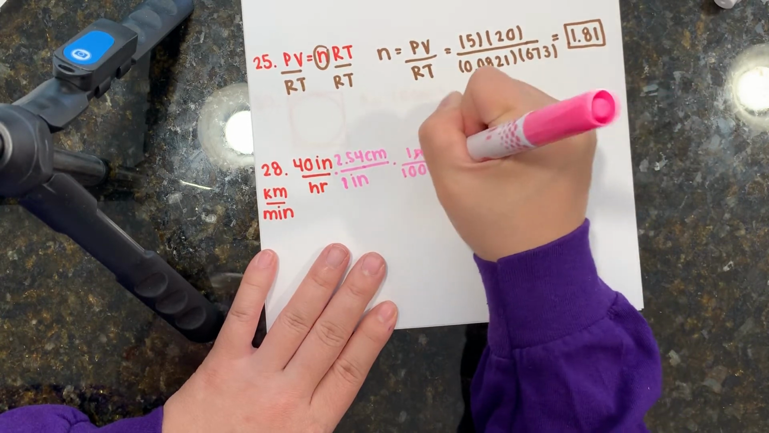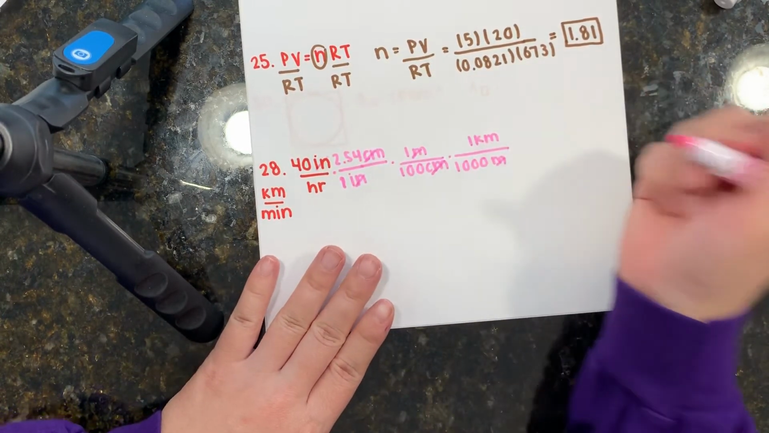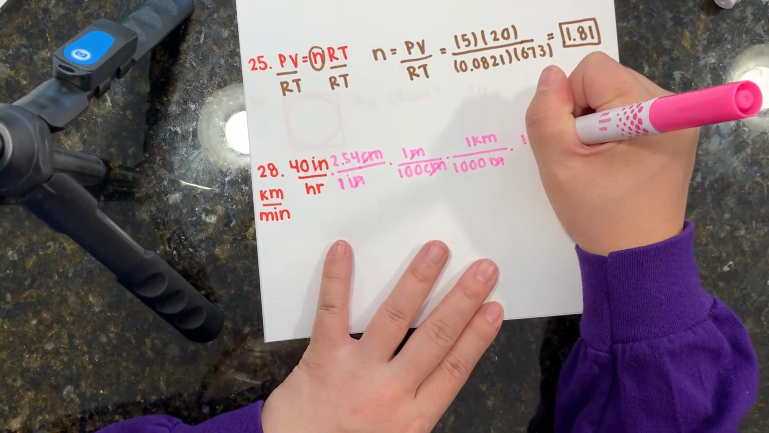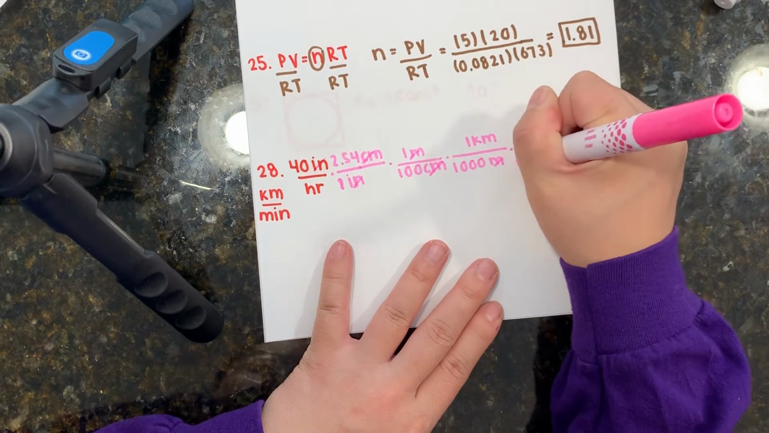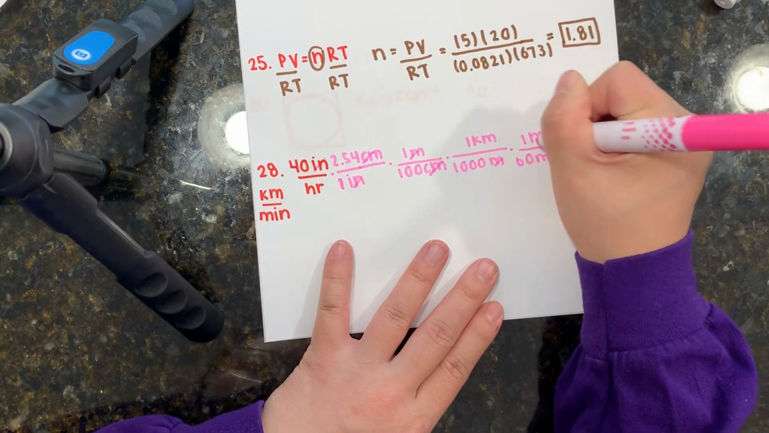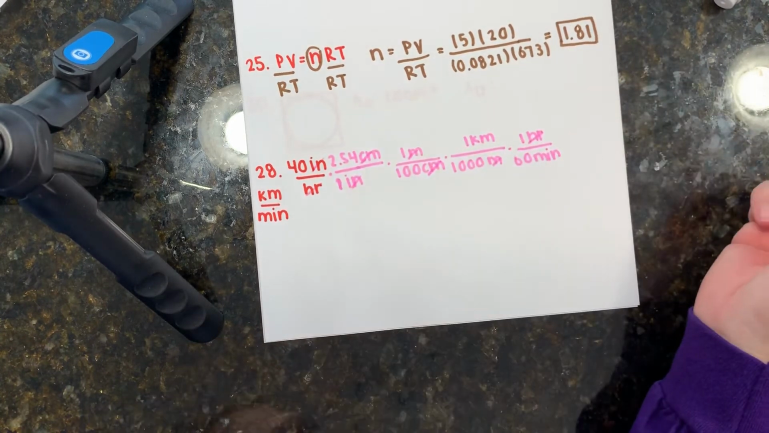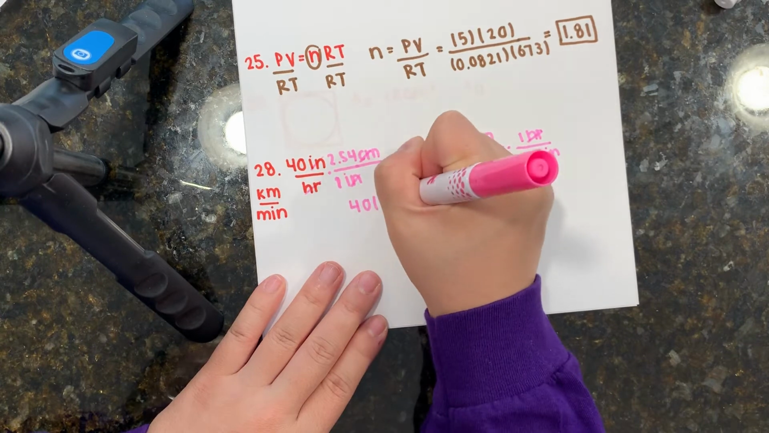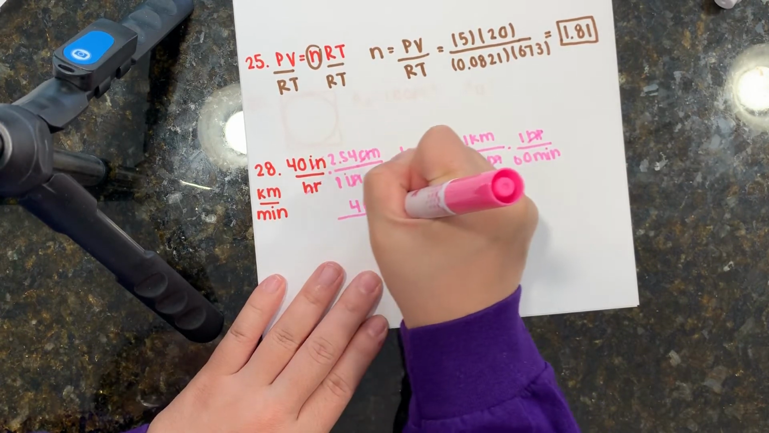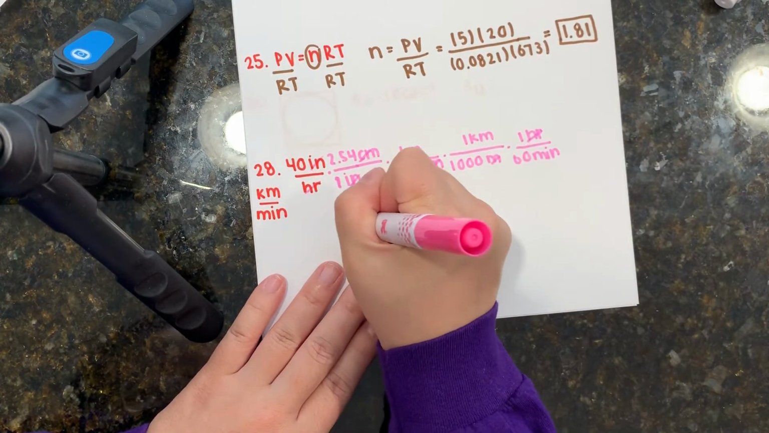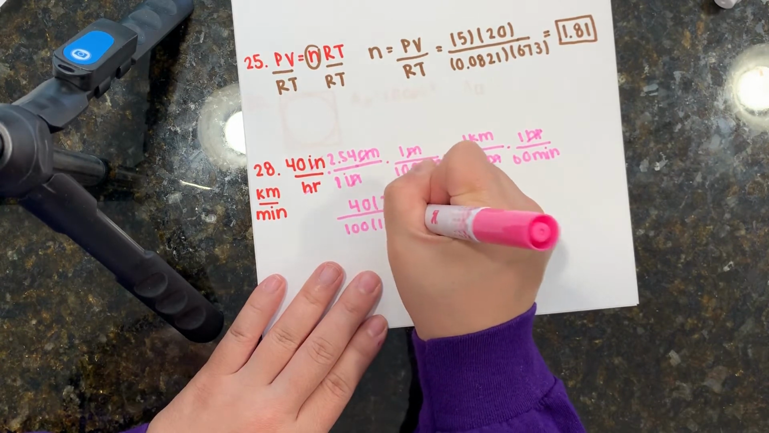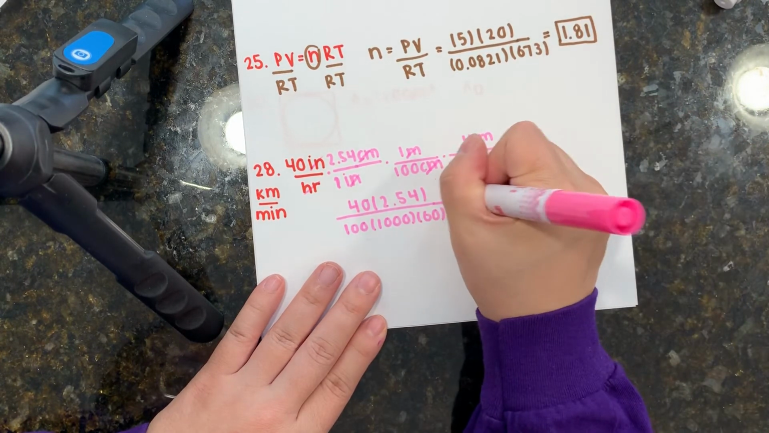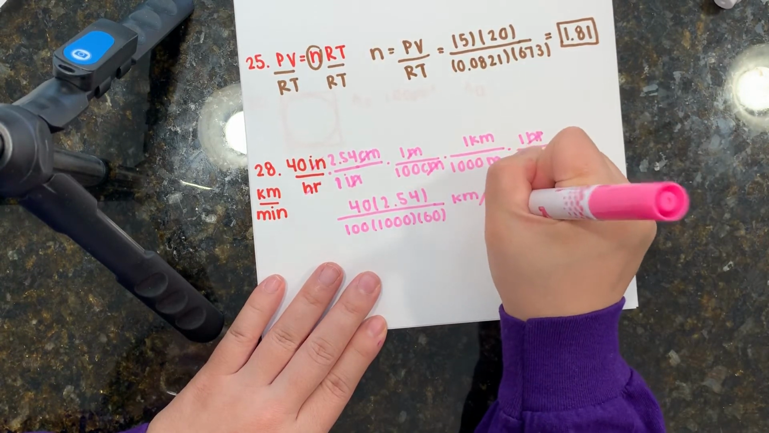So meters cancel, centimeters cancel, inches cancel. You're left in kilometers. And then I need to get from hours to minutes. So 1 hour, 60 minutes. And you need to rewrite your answer. So 40 times 2.54 over 100 times 1,000 times 60. And that's all going to be kilometers per minute.